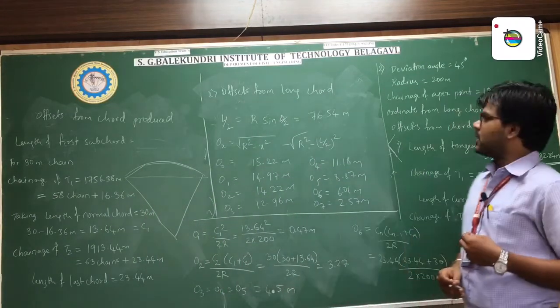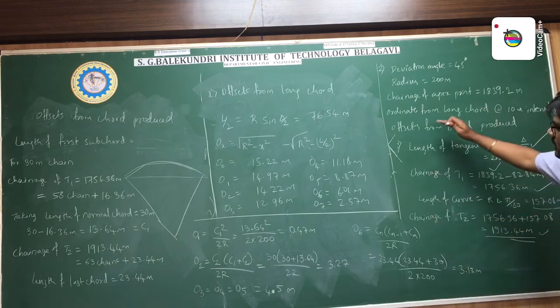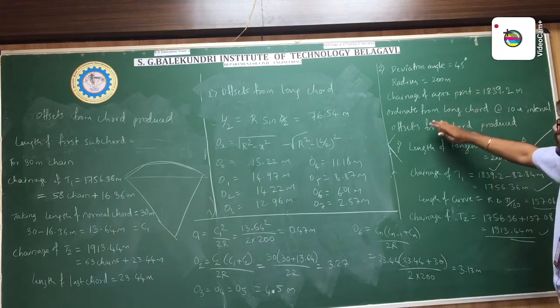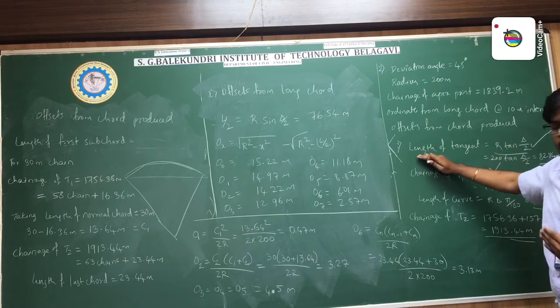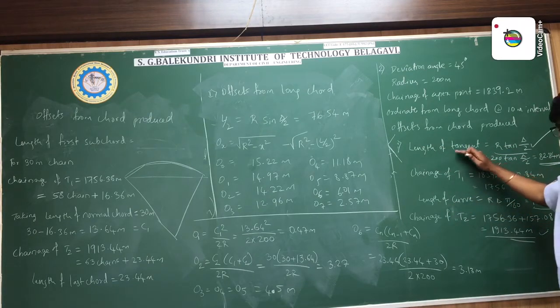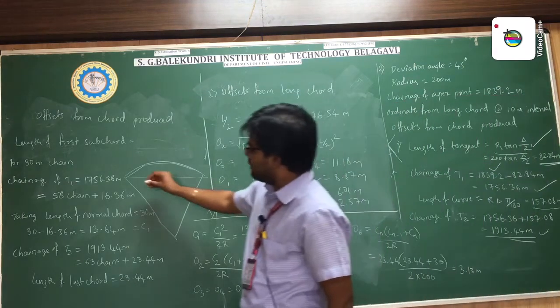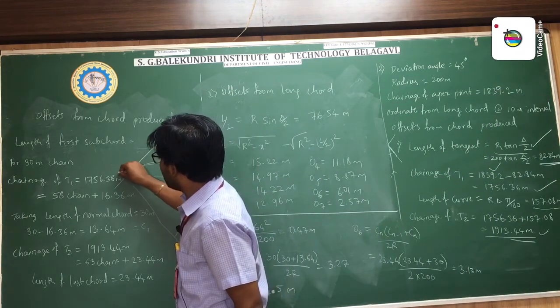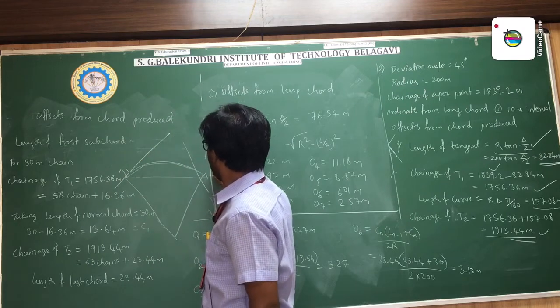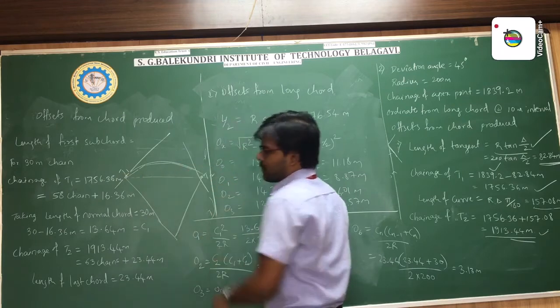Okay friends, in continuation with this problem, in the first part we have calculated the length of tangent and length of curve. With respect to length of tangent, we have come across the chainage of T1 and chainage of T2. In the figure you can see this is the chainage of T1, chainage of T2. Means we know the chainage of this point.